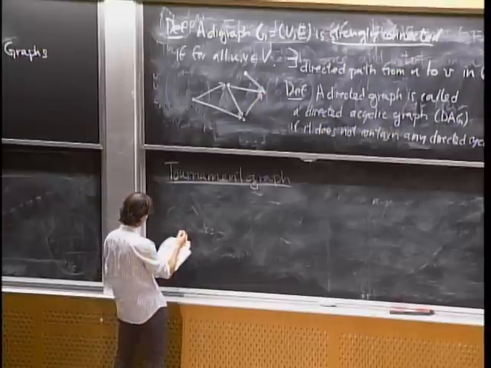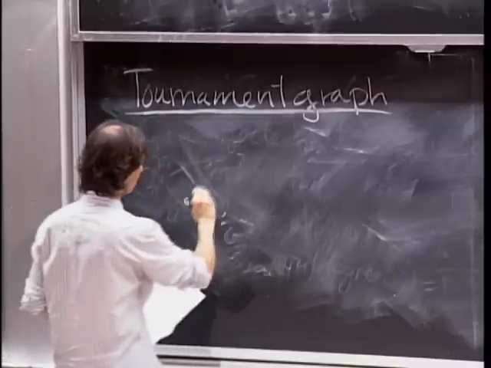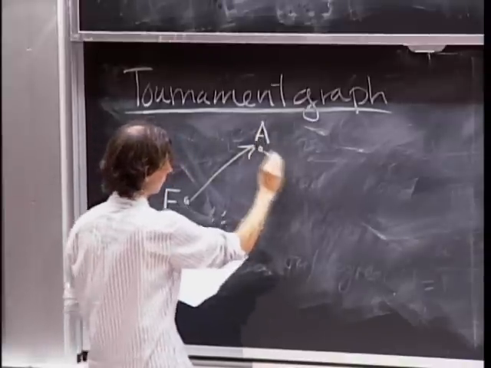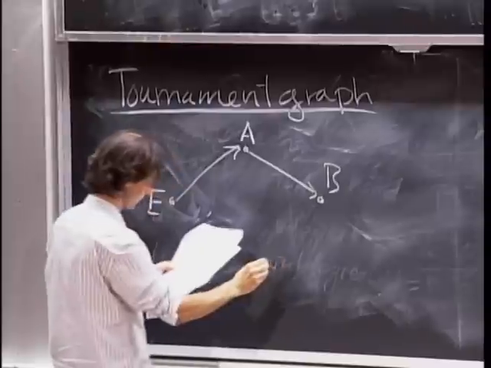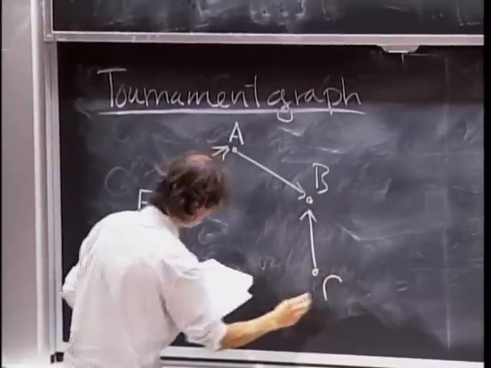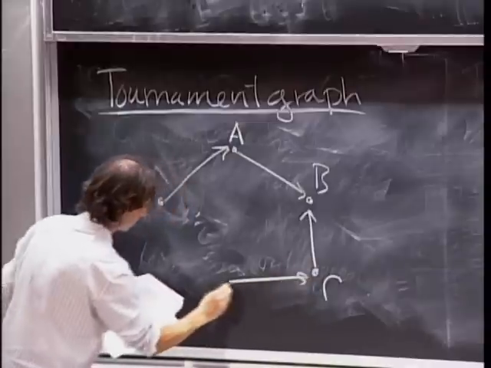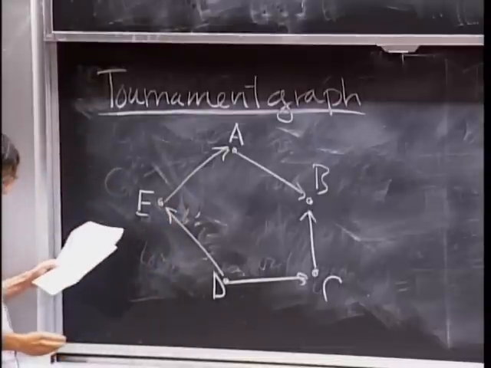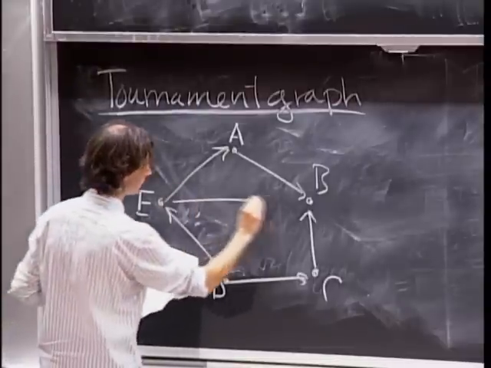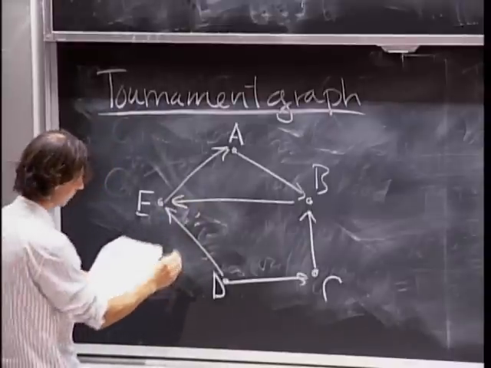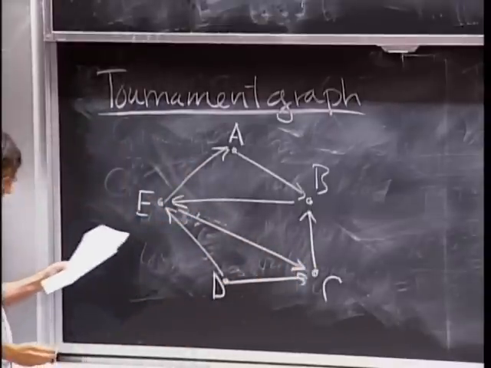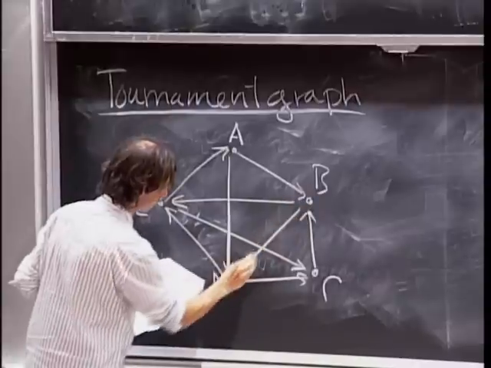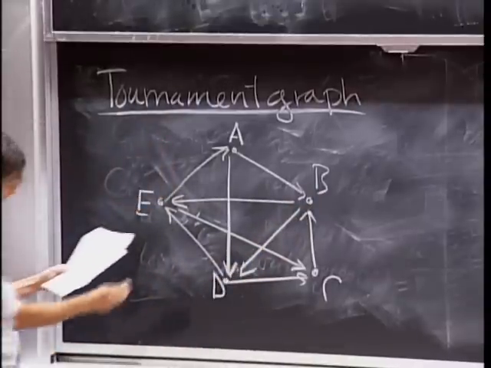Let me first depict one. For example, we have E goes to A, goes to B, an incoming edge from C, one coming from D, and over here we have this directed edge. We have this one. Let me see whether I don't make any mistakes here. And this one. Oh no, and over here is another one.